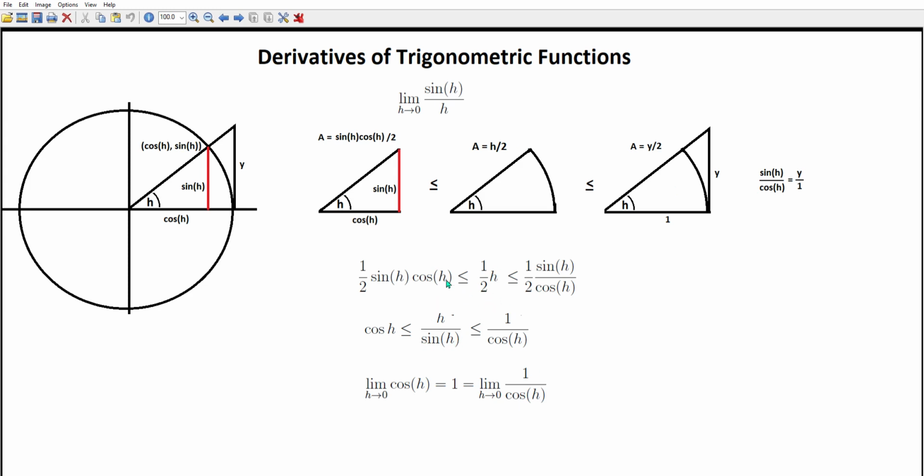This expression right here is trapped between these two. They both go the same place. So according to the squeeze theorem, this limit is 1, which means its reciprocal has a limit of 1 as well. So the limit as h goes to 0 of sine h over h is 1. I've been doing this only in the first quadrant, but it works just as well if h is negative.